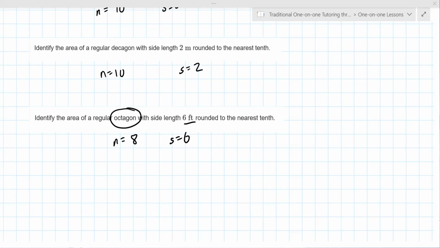Now, these questions are going to come back up again on your quiz and on your test. So definitely write the formula down and make sure you've got it handy so that when that time comes, you can just look it up real quick.